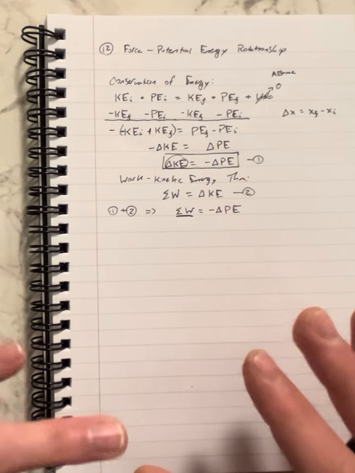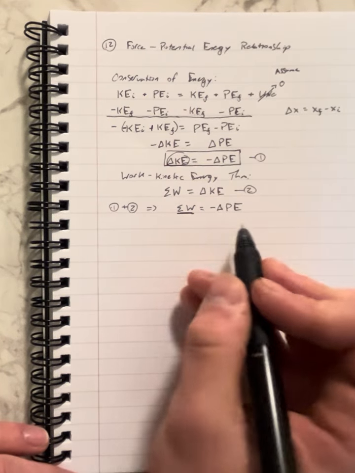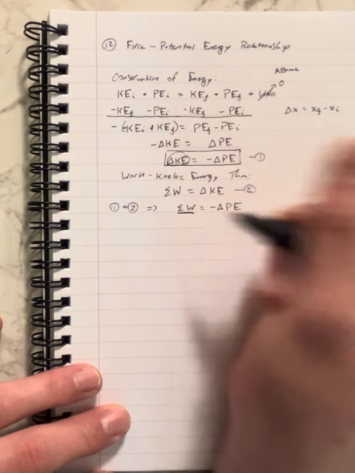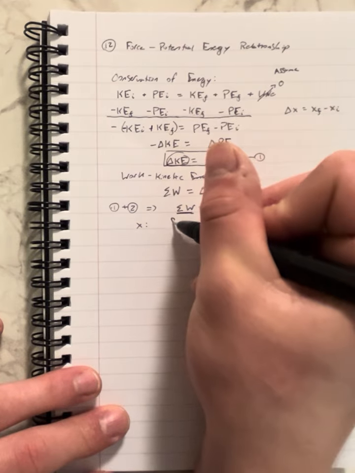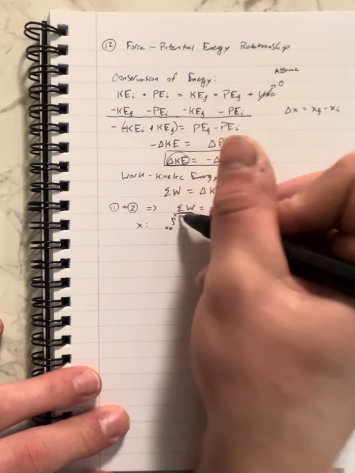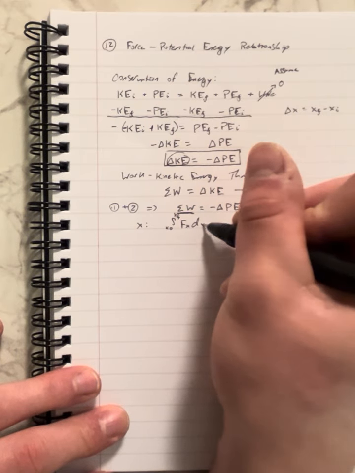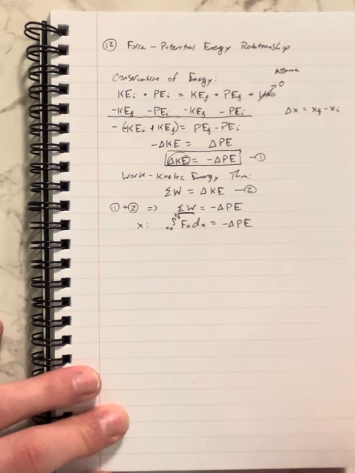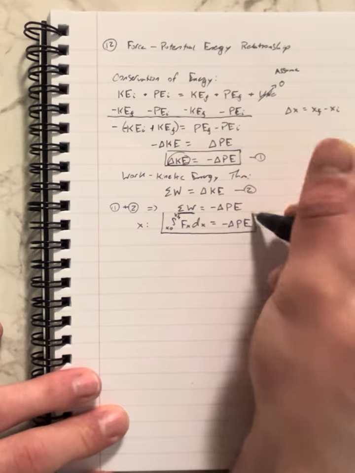So we're going to have to work in separate dimensions, right? Because these works and these delta PEs can be in separate dimensions. But let's say we're working in the x dimension. We can say that the integral from x naught to x_f of F in the x direction dx is equal to negative delta PE. This is our force-potential energy relationship.